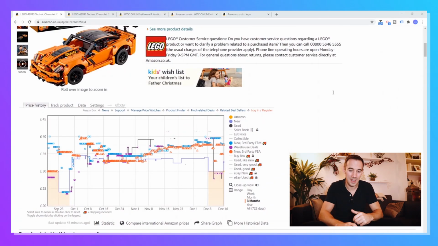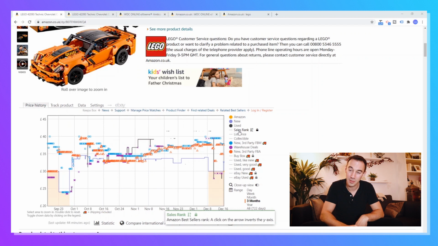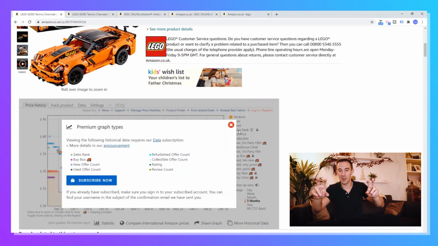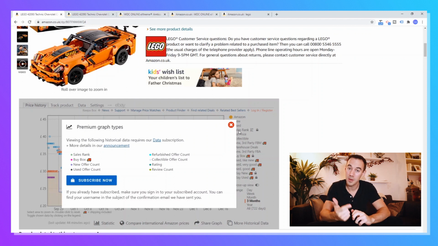Quite simply, this is the Keepa graph, and if I try to turn on the sales rank data, it's going to say you need to pay for the premium version. Damn, that is the one bit of information I want. Why? Because I know profit and ROI, I can use that, but I don't know how many sales it's making. So this is going to be really important to know.